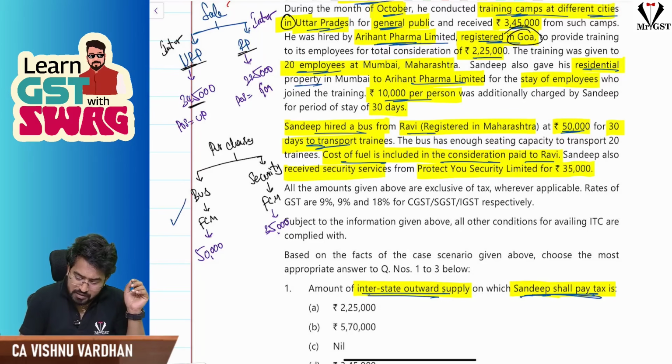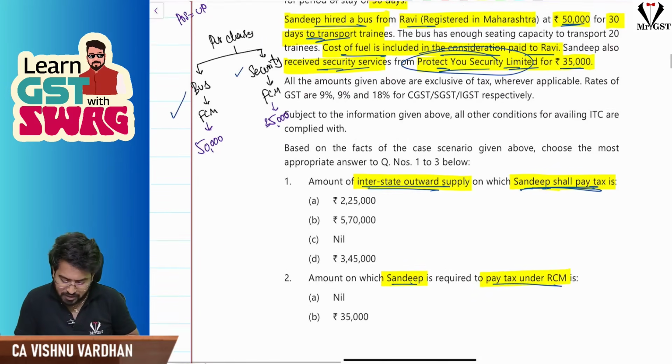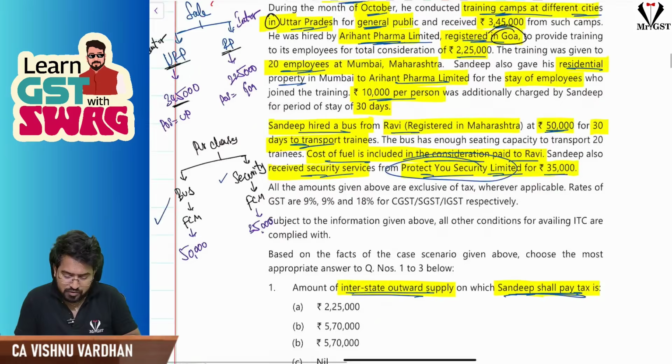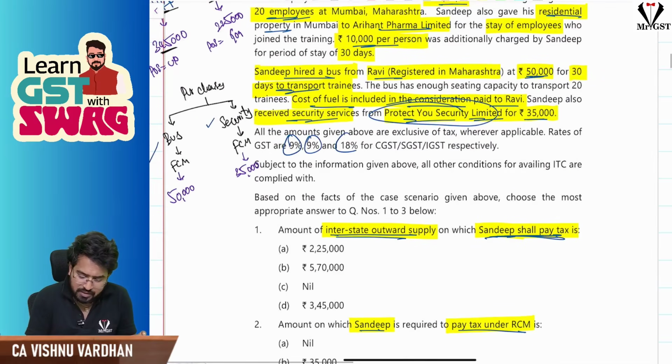And next, he is taking security services from Protective Service Limited for 35,000. Security services, if provided by a person other than a body corporate, then only RCM. So here it is Protective Security Limited, which is a body corporate. So RCM will not come, FCM only. So these are the two purchases on which he can take ITC. Now, that's all. Three sales, two purchases they have given, and they give GST rates 9%, 9%, 18%.